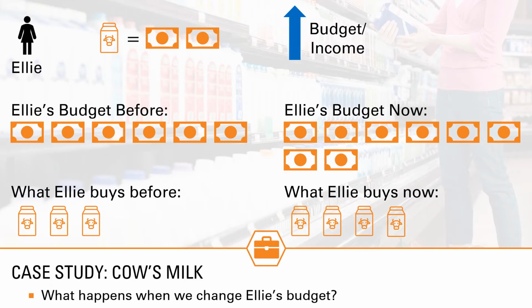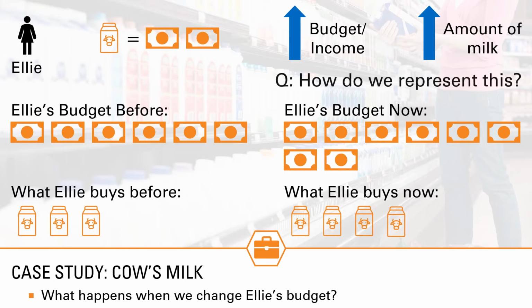remember budget and income. Income is just the amount of money that you receive, so it's similar to a budget. As we increase the income of a person, we also see that the amount of milk bought increases. I hope that's straightforward enough. So now the question is, how do we represent this?